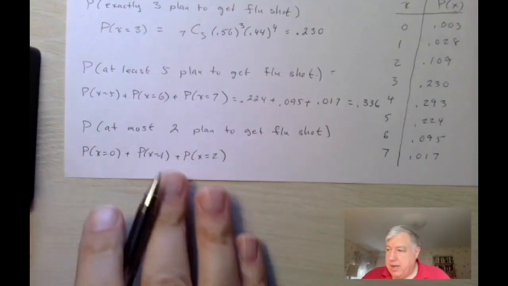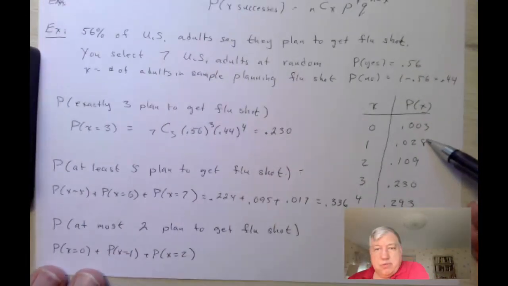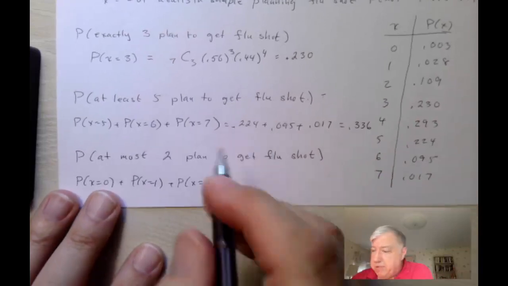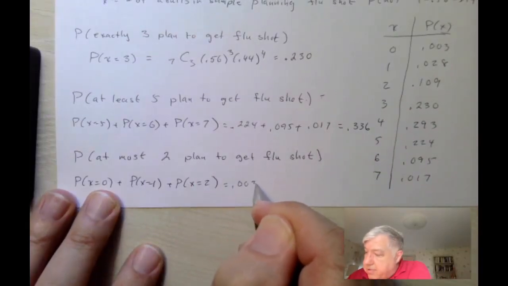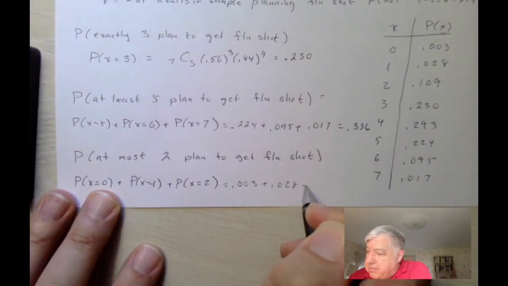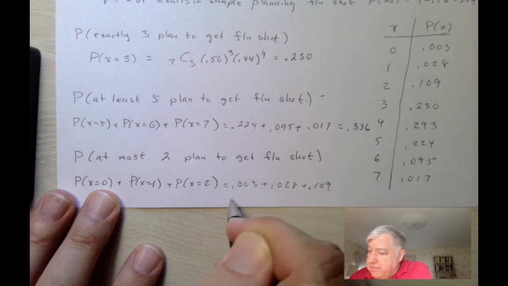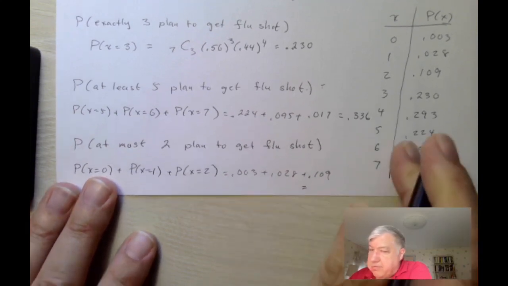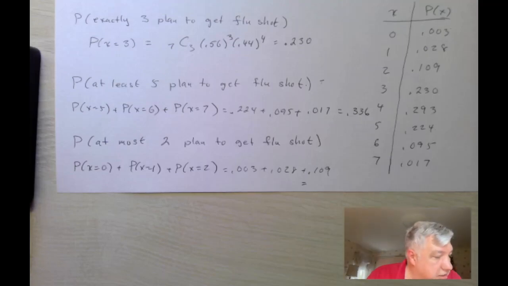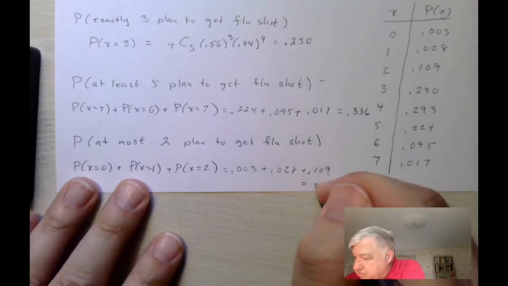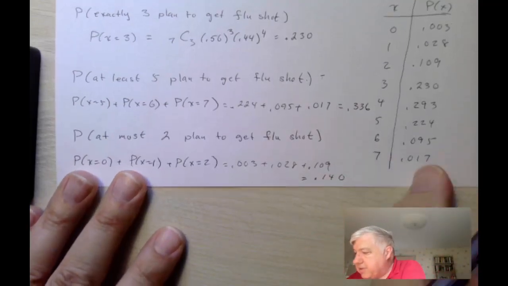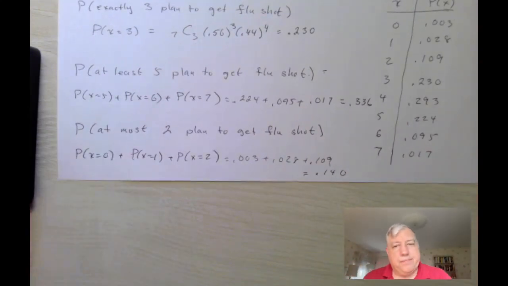Okay, and so we're talking about these three probabilities here: 0.003 plus 0.028 plus 0.109, which is equal to, I think, 0.14, or 0.140. All right.